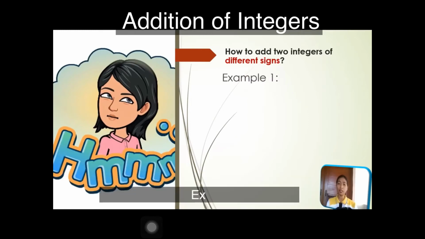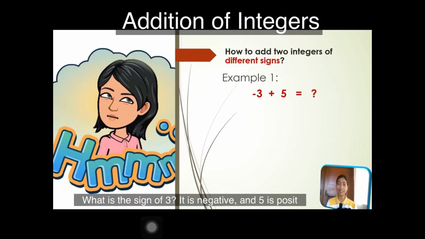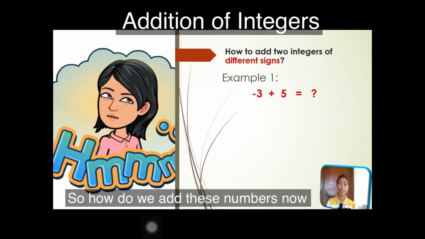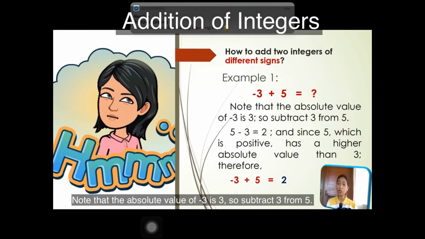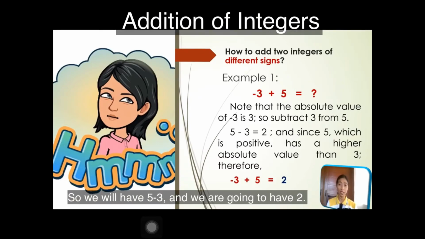Okay, example number 1, we have negative 3 plus 5. Okay, they are of different signs. What is the sign of 3? It is negative, and 5 is positive. So they are of different signs. So how do we add these numbers now? Note that the absolute value of negative 3 is 3. So, subtract 3 from 5. So, we will have 5 minus 3, and we are going to have 2.